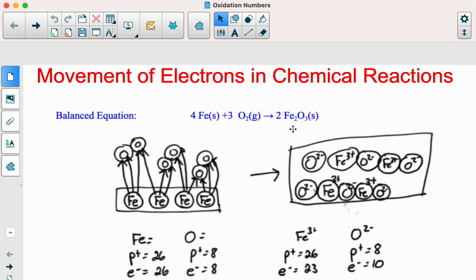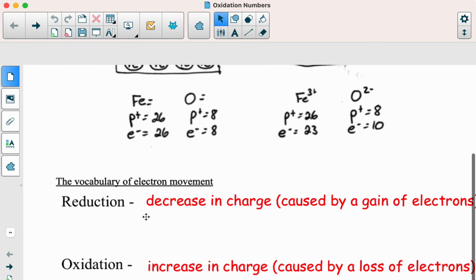charge, oxygen has a -2 charge, and so it's very clear to see that in order for the iron to gain its +3 charge, 3 electrons have to leave each one of these iron atoms, and 2 electrons need to arrive at each of the oxygen atoms in order to give the oxygen its -2 charge. So we were able to draw some arrows and show how electrons were moving, and we laid down some vocabulary of electron movement, where reduction was a decrease in charge that was caused by a gain of electrons, and oxidation was an increase in charge caused by a loss of electrons.